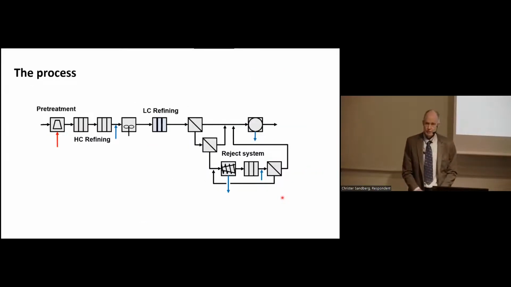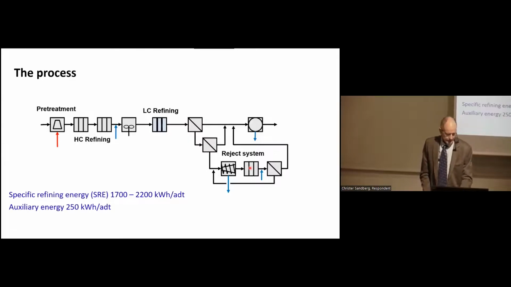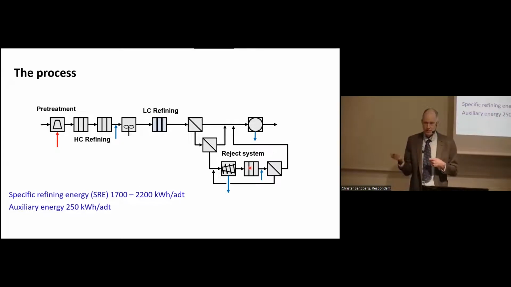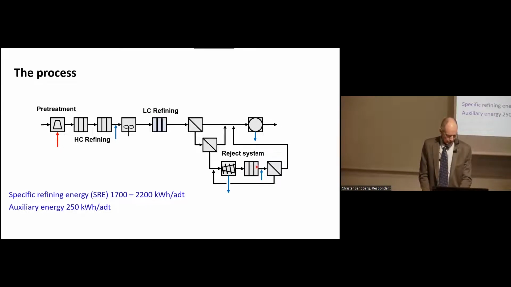So back to the process scheme of TMP refining. And actually this process looks quite similar to what we have in Hallstavik, with two-stage single disk refining, low consistency refining, reject system, reject refining. Such processes require around 2,000 kilowatt hours per ton in refining energy, plus all the energy around with pumps and presses and you name it. So there is another 250 kilowatt hours per ton roughly.